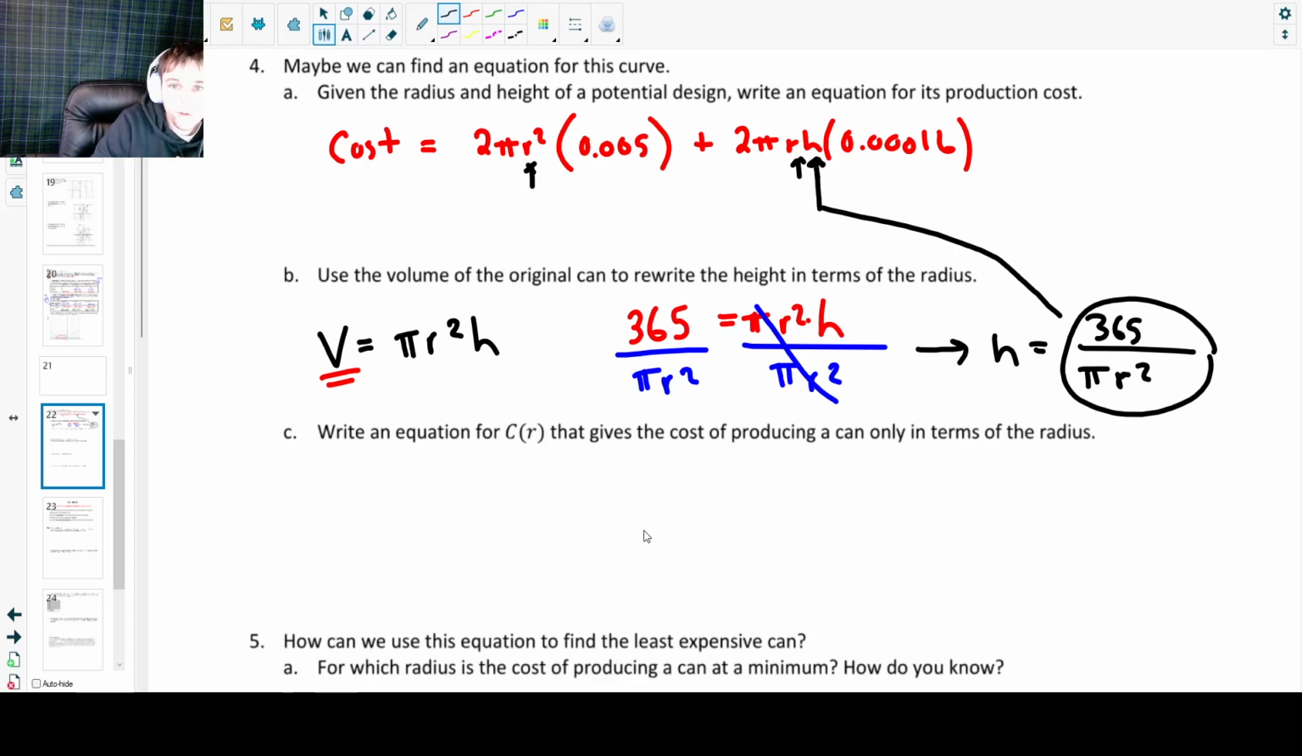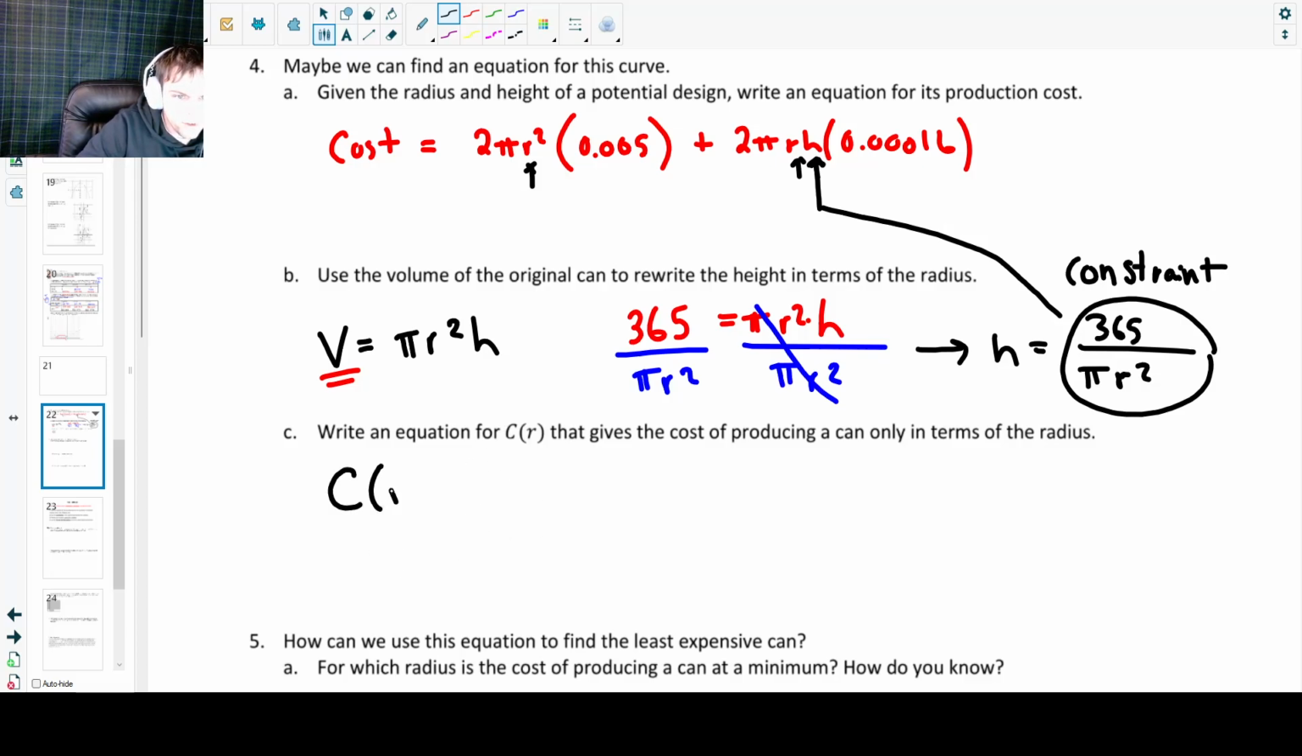So let's go ahead and do that. In terms of optimization, this is called our constraint. Our volume is a constraint. We have a set volume, and so that constraint allows us to create a relationship between height and radius. We can figure out the height based on the radius or the radius based on the height with this constraint equation. All right, so let's make that substitution now.